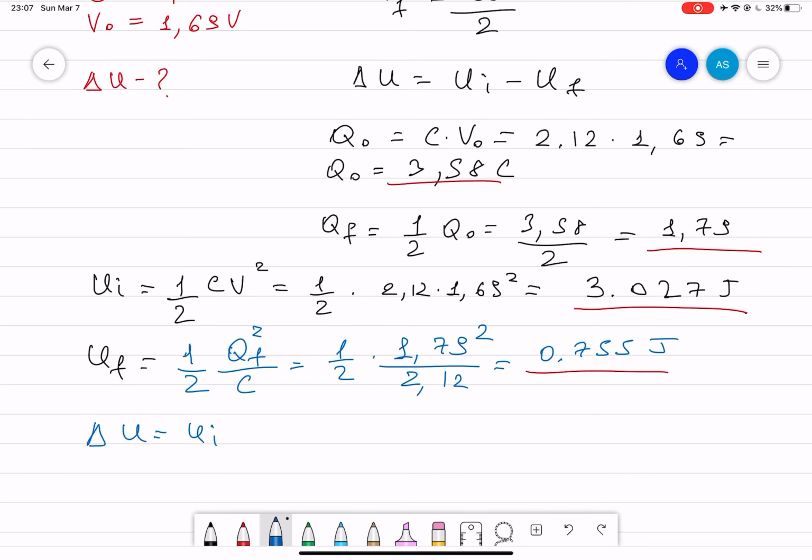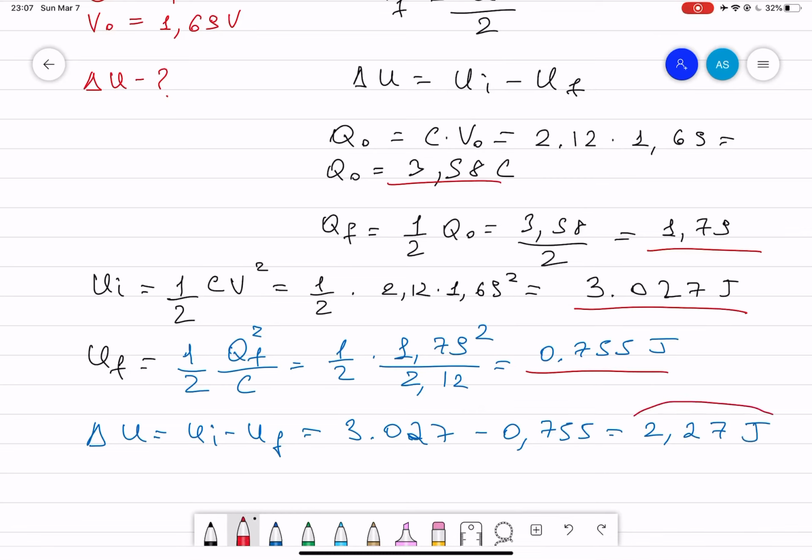Okay, now finally you just have to find the difference between those things, which is delta U is equal to U initial minus U final. Now U initial was 3.027 minus 0.755. So if you subtract them, you should get 2.27 joules. Now this is your final answer. That's it.